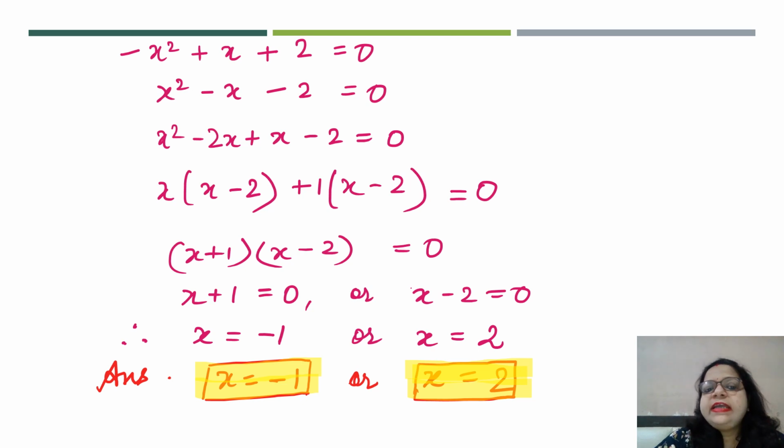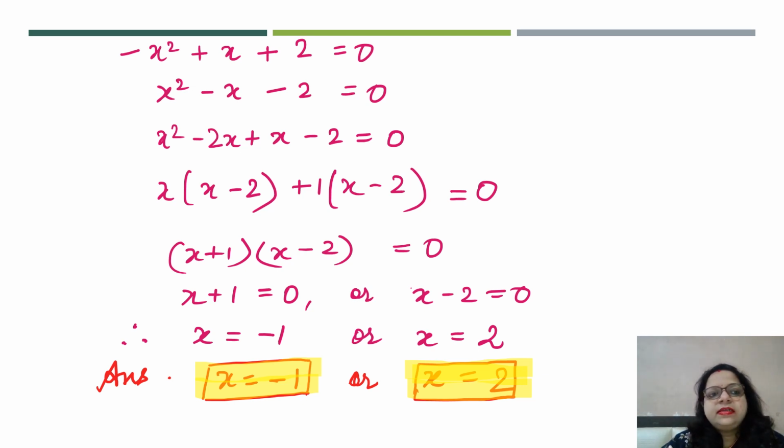So we take minus 2 and plus 1 as the factors. Now x into x minus 2 plus 1 into x minus 2 is equal to 0. So x plus 1 into x minus 2 is equal to 0. x plus 1 is equal to 0 or x minus 2 is equal to 0. x is equal to minus 1 or x is equal to 2 from the above equation. So the answer is x equal to minus 1 or x is equal to 2. I hope you have understood, children.